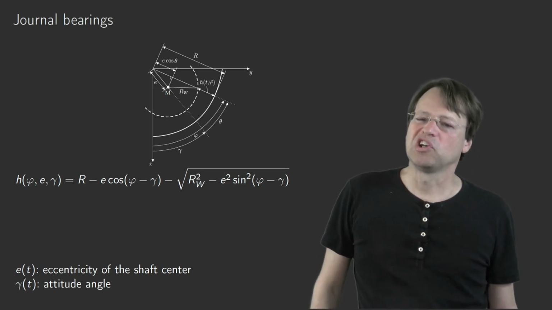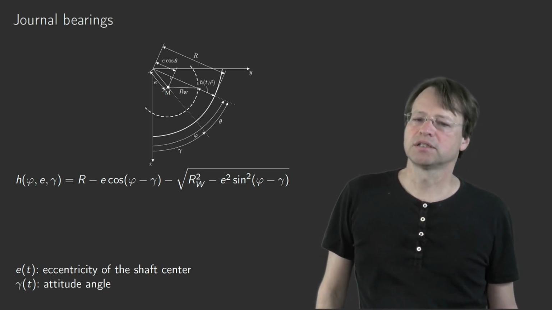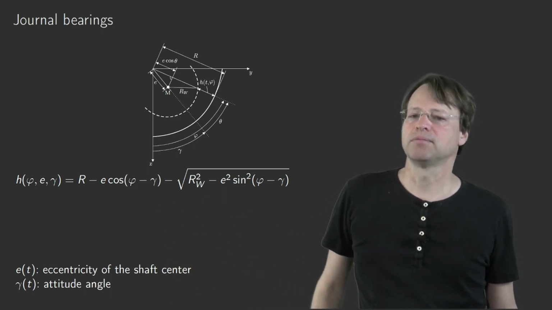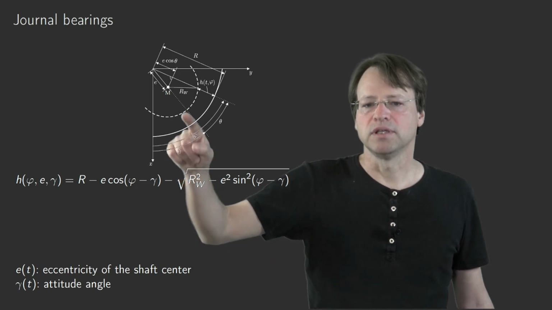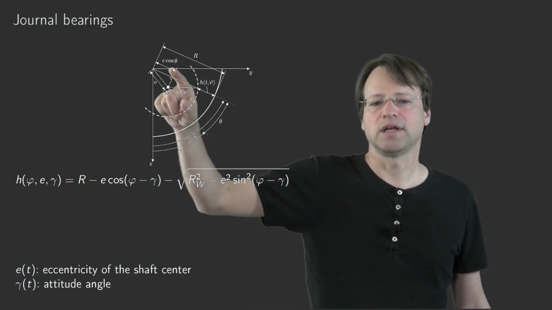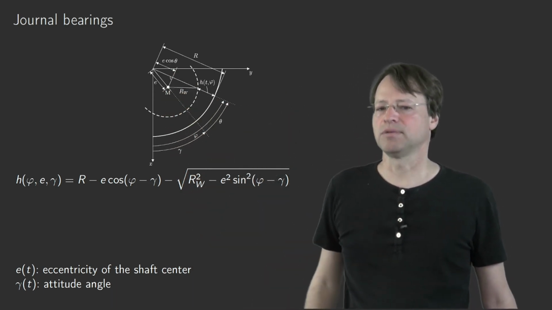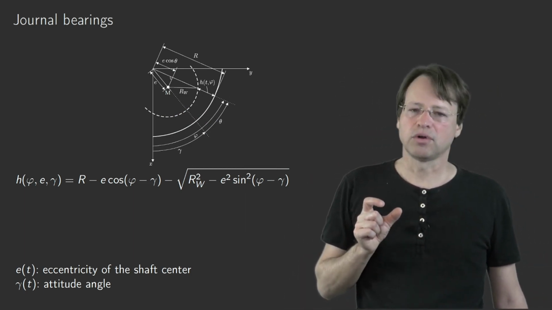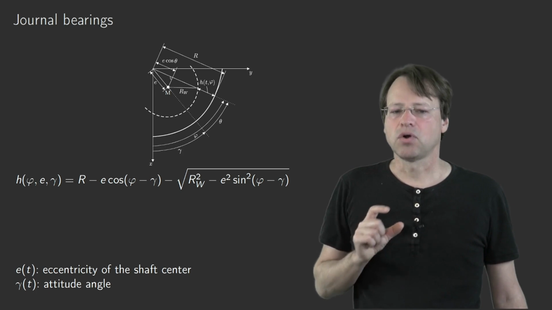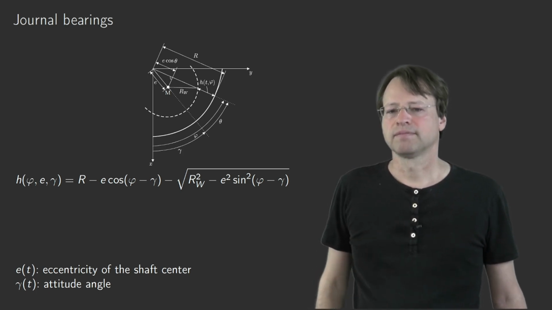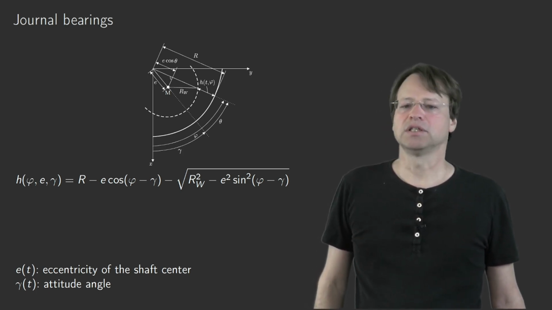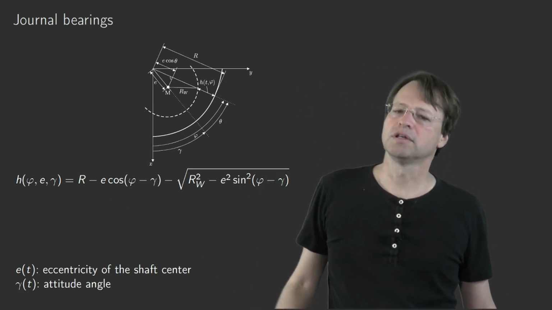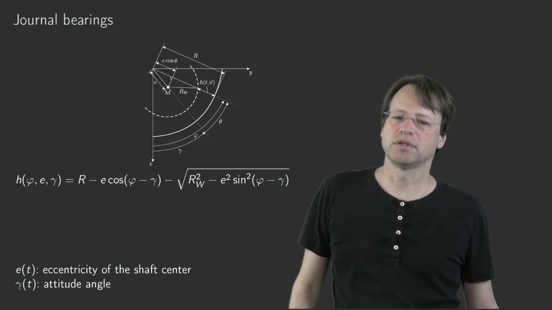First of all, what I would like to introduce here is the difference of capital R minus R sub W, so between the radius of the shaft and the radius, so half the inner diameter, of the bearing housing. This is a very important quantity for journal bearings. It's called the clearance. So that can be easily done. I just subtract R sub W here, and then I add R sub W to that equation.